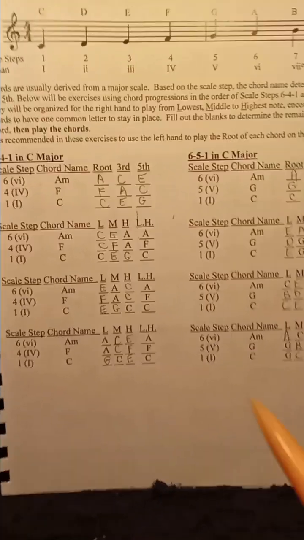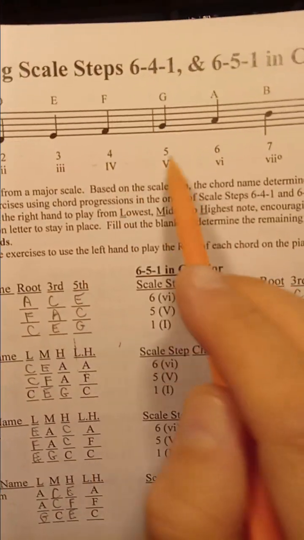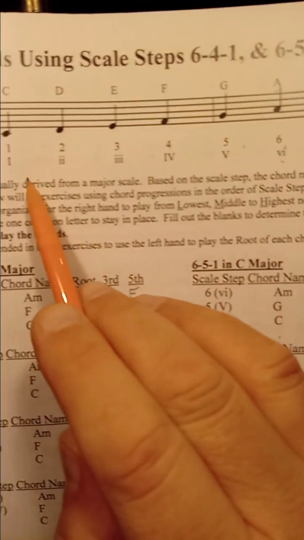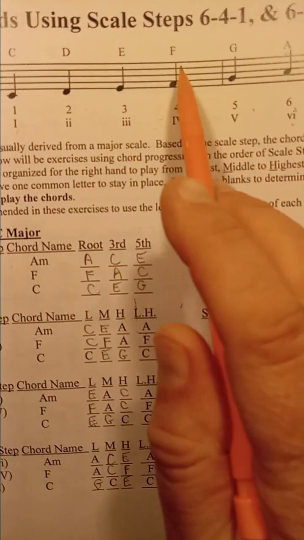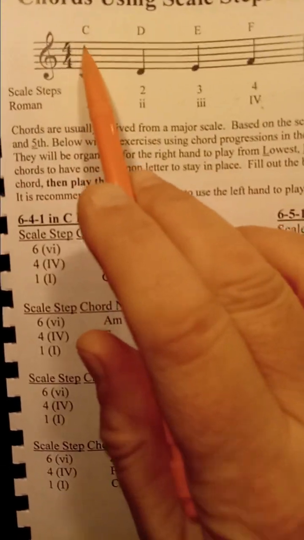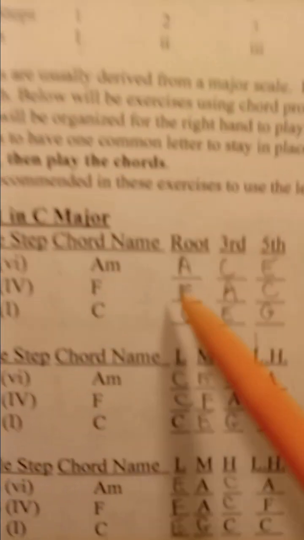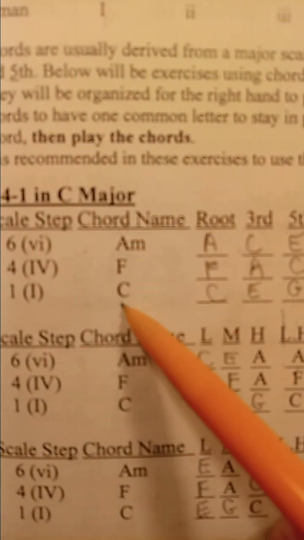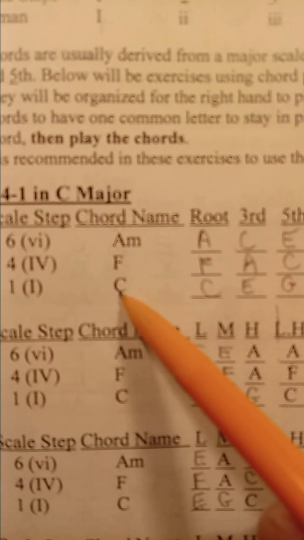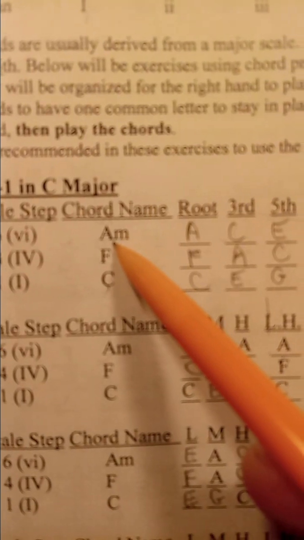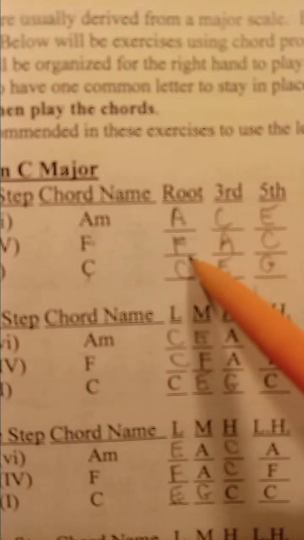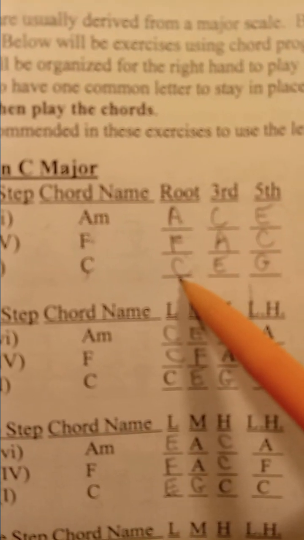So on page 19, the 6 chord, 1, 2, 3, 4, 5, 6, will be an A minor. The 4 chord, 1, 2, 3, 4, will be F major, and the 1 will be C major. And as we fill out this section of the book, the capital letter will represent the root letter of the chord, which means A minor, the root will be A. F chord, the root will be F, and C chord, the root will be C.